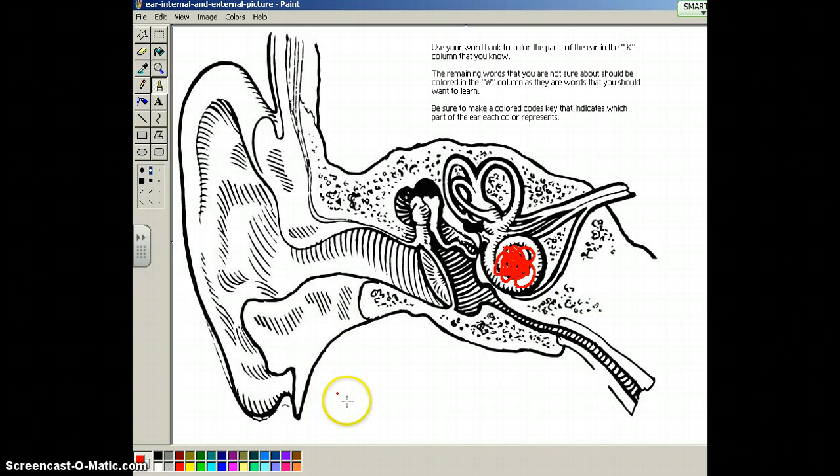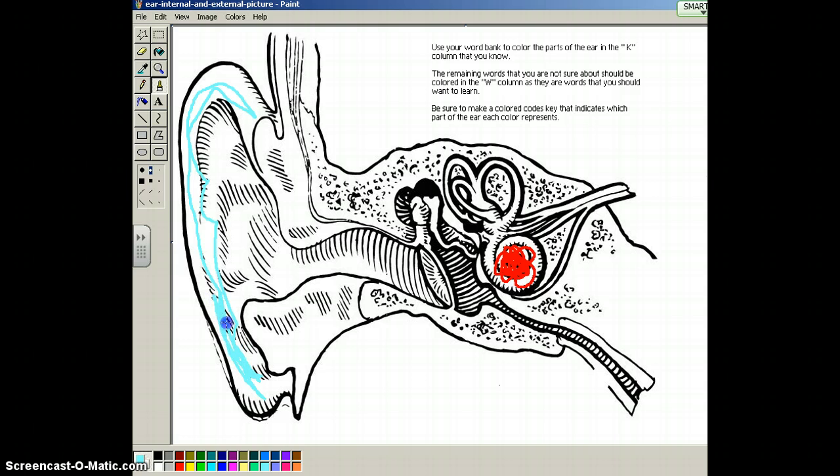I also went over, after we did the K and the W, the parts of the ear with them. And since I already have this red here, I'll start with that. That's the cochlea. And let me go back to the beginning. The pinna is the outer part of the ear. The pinna would be this part of the ear right here with this turquoise, pool blue looking color, right here, that collects the sound.